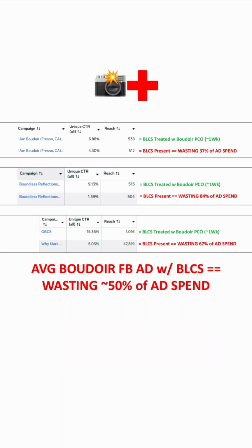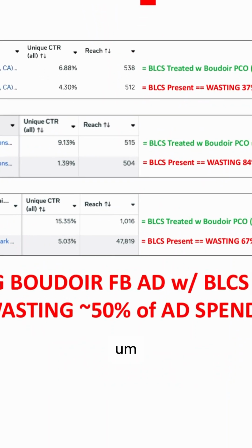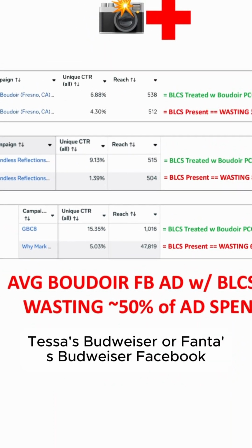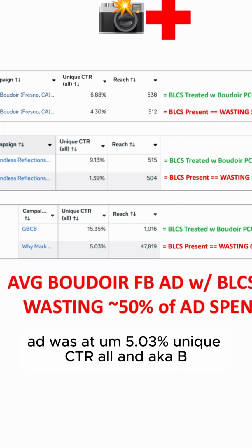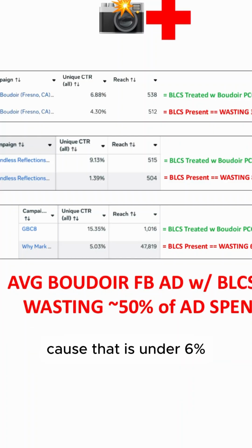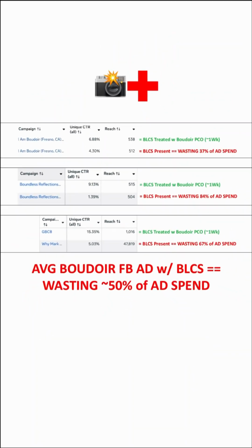Finally, had a patient test his Boudoir Facebook ad, or found out his Boudoir Facebook ad was at 5.03% unique CTR all, and aka BLCS was present because that is under 6%.